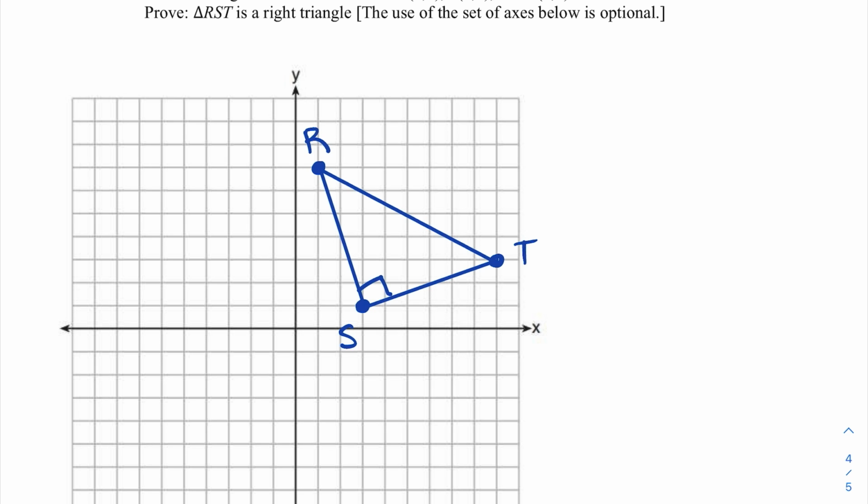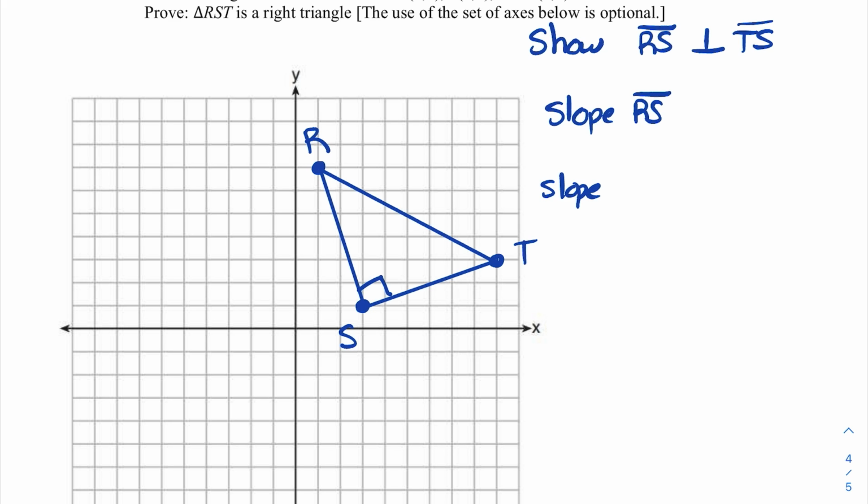So we want to prove RST is a right triangle. And to prove that it's a right triangle, we have to show that two lines are perpendicular. So our goal is to show RS is perpendicular to TS. And the way to show that is by basically calculating their slopes and showing that they're negative reciprocals. That's what we're hoping they're going to be. So let's find the slope of RS. Let's find the slope of TS. Let's hope they're negative reciprocals, and then we'll write a little conclusion if they are.